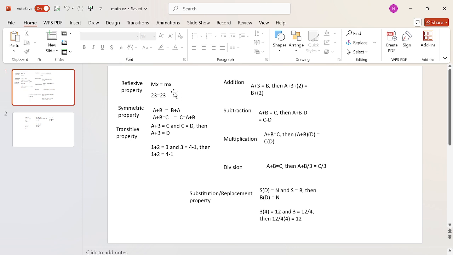So transitive property is basically like replacing one thing for another because they're both equal to each other. So basically here, 1 plus 2 equals 3. And 3 is equal to 4 minus 1. So we can change 3 with 4 minus 1. So we can do that. So 1 plus 2 equals 4 minus 1. And the addition, subtraction, multiplication, division is basically all the same.